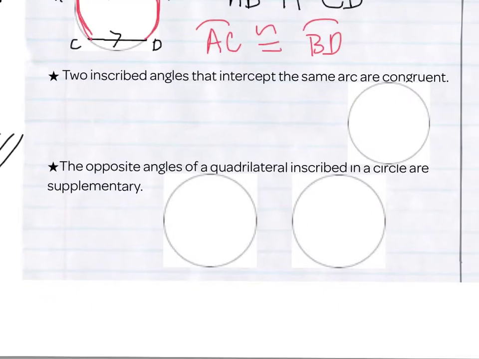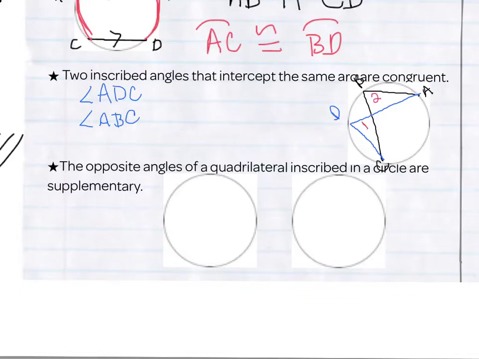Alright, so the next circle theorem says 2 inscribed angles that intercept the same arc are congruent. So here are our 2 inscribed angles. If you look first, we have this angle here, which is black. Let's call it angle ABC. And we've got angle ADC. So according to this theorem, these 2 angles, which I've marked angle 1 and angle 2, are going to be congruent to each other.